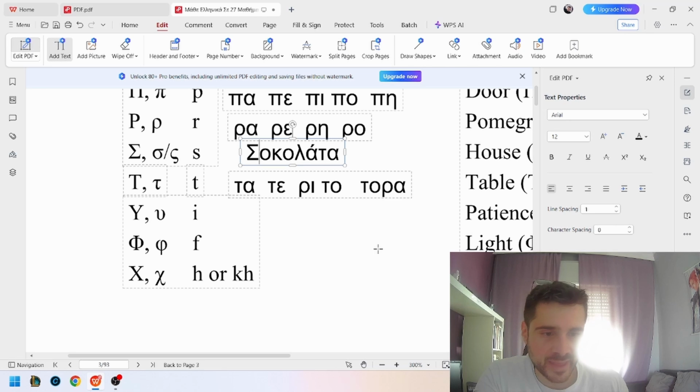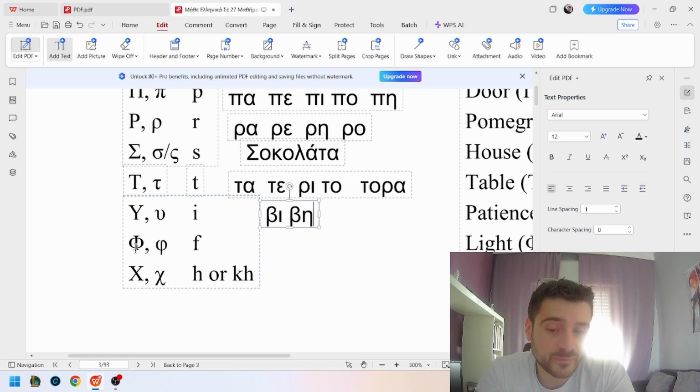Ωραία. Then we move to this letter. This letter is called upsilon, and it gives us the sound i. Again, it's not a U. For the sound U, we have a combination of two letters. So, here we have the sound vi, here we have the sound vi, and here again the sound vi. Nothing changes.